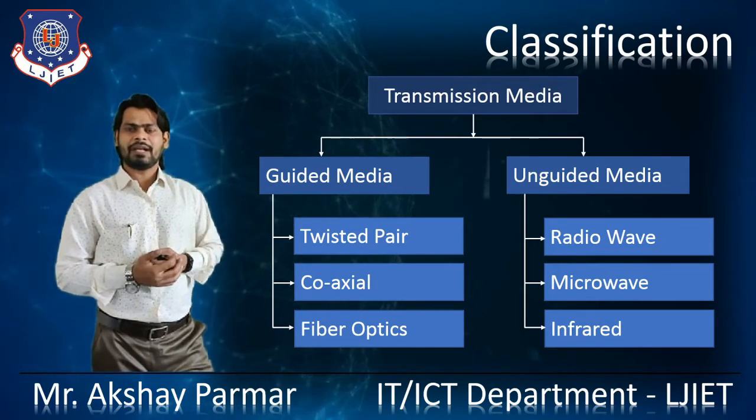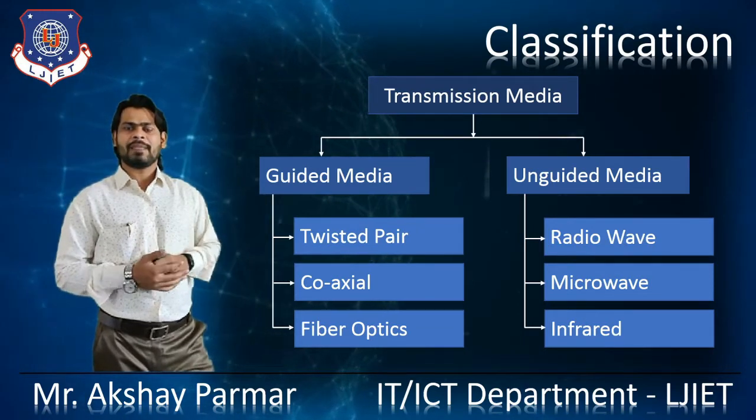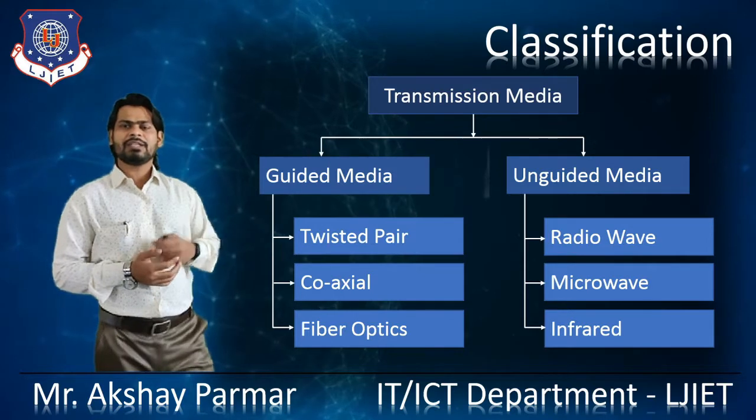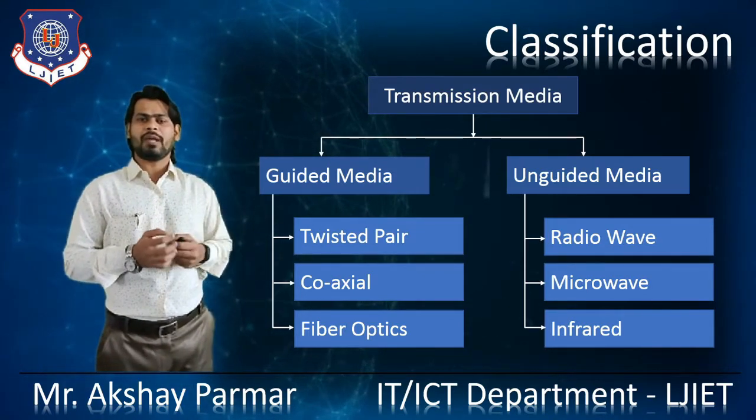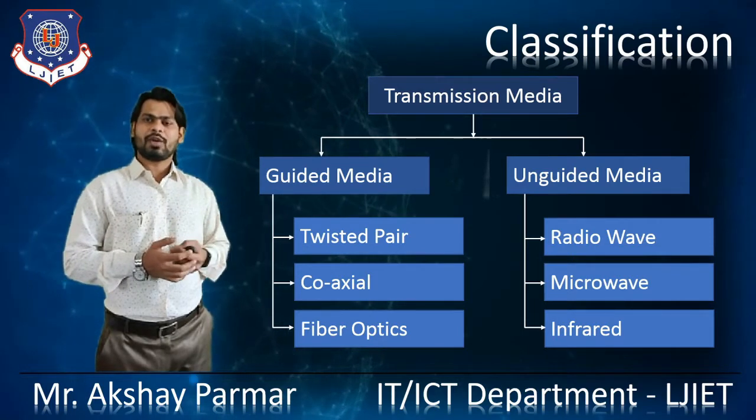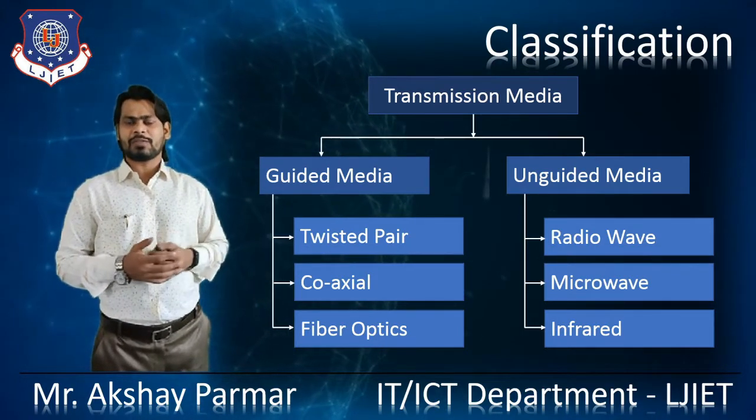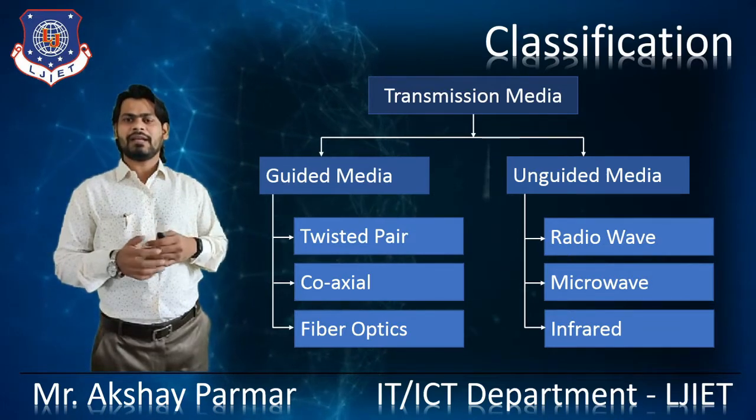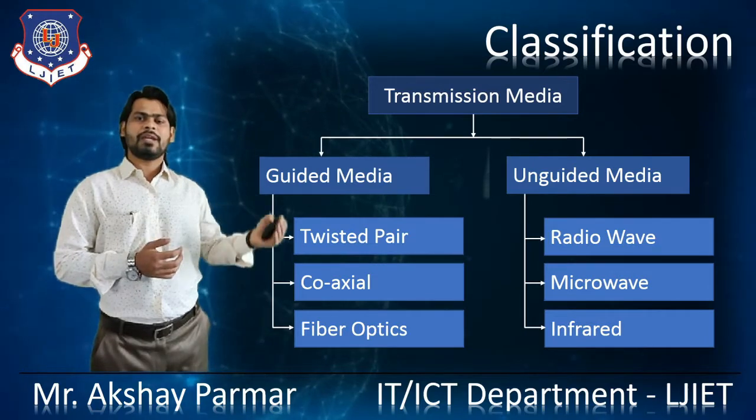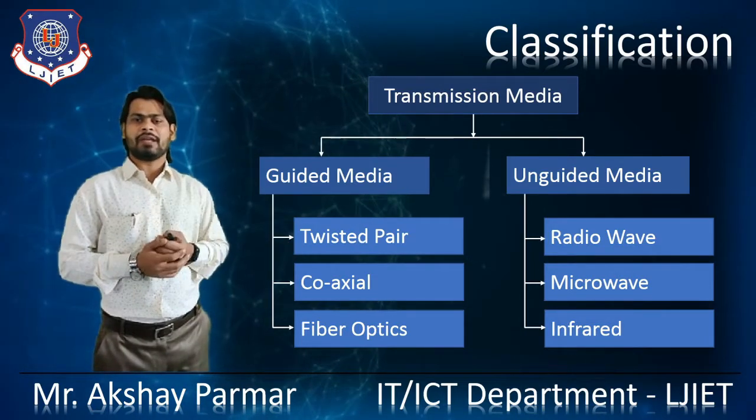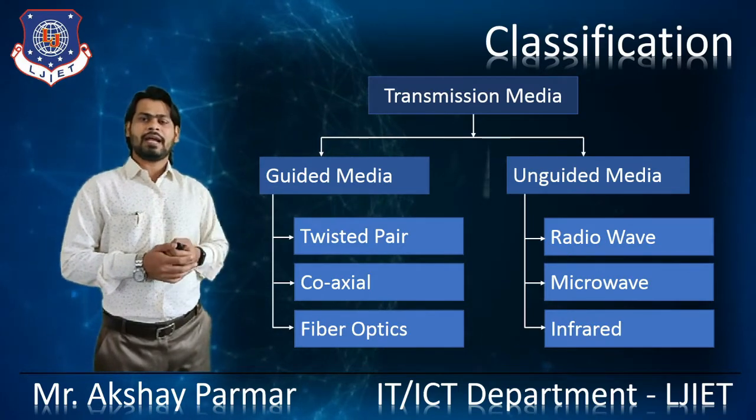So in the guided media, the twisted pair, coaxial, and fiber optics are there. And in the unguided media, it is wireless, right? For that we are using some kind of wavelength: radio wave, microwave, and infrared wave signals for our transmission, to send the data from sender to receiver, right? So there are three types: radio wave, microwave, and infrared. So there are two types: guided media and unguided media.